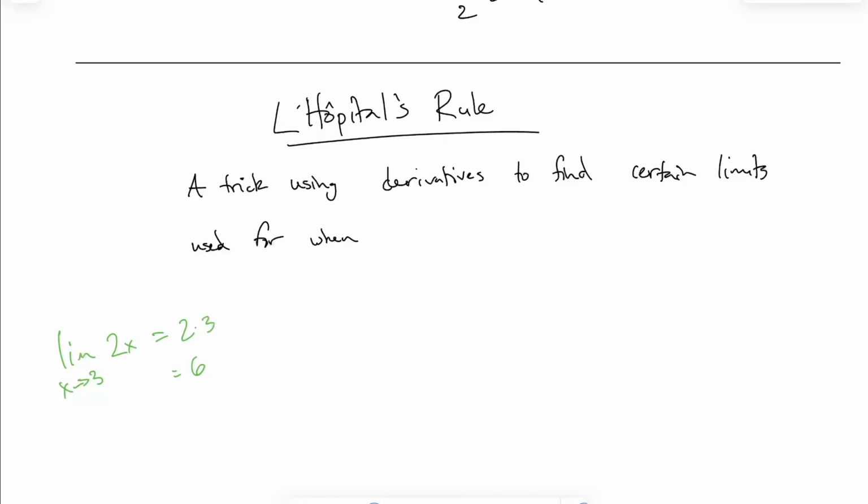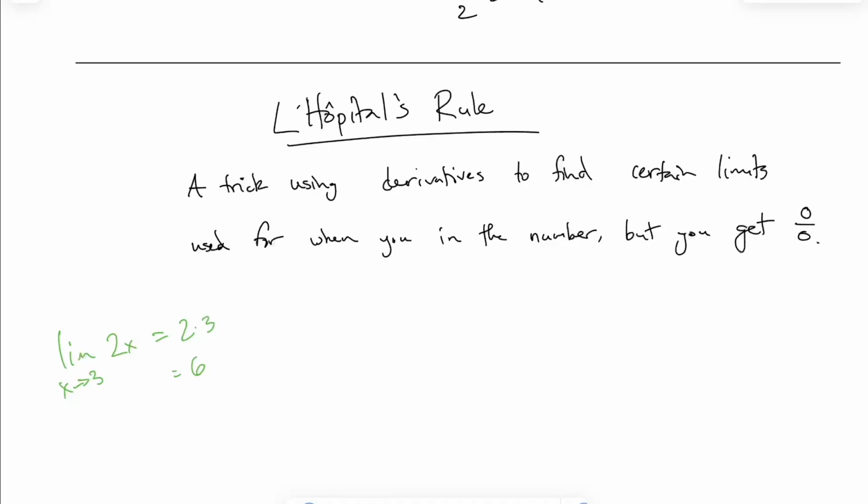Usually, when you do a limit, the way you do it is just by plugging the number in and seeing what happens, right? L'Hopital's rule is used. It's a trick for derivatives to find certain limits. It's used for when you plug in the number, but when you do that, you get 0 over 0, all right?